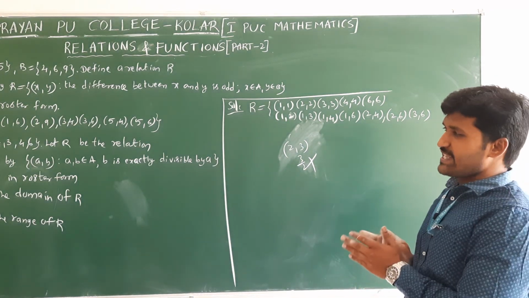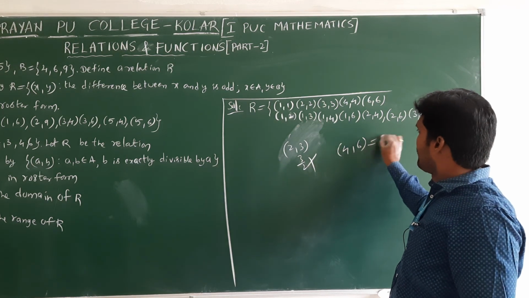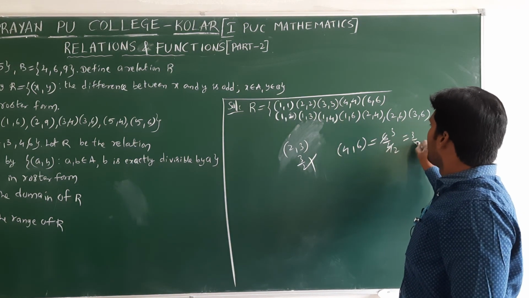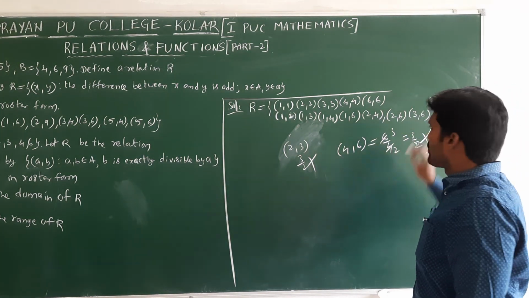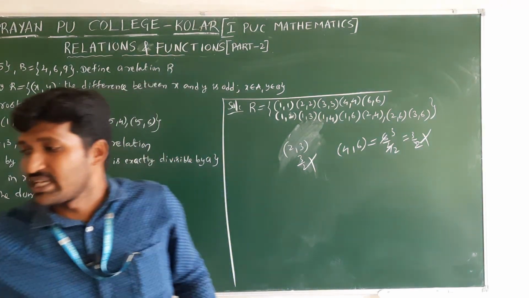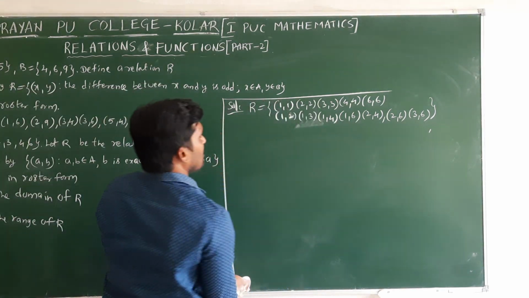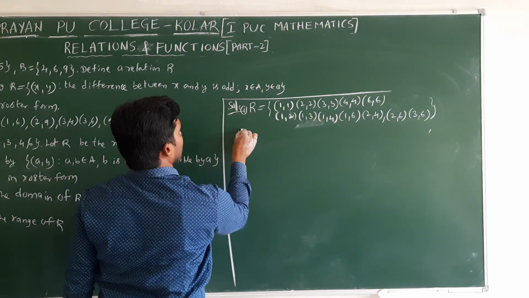Next, 4 is their combination. Can I take 4, 6? 4, 6 means what? 6 by 4. Still it is not divisible perfectly. That's why up to this only are the possible ordered pairs, up to 3 comma 6. This is a relation. That is the first question, over.